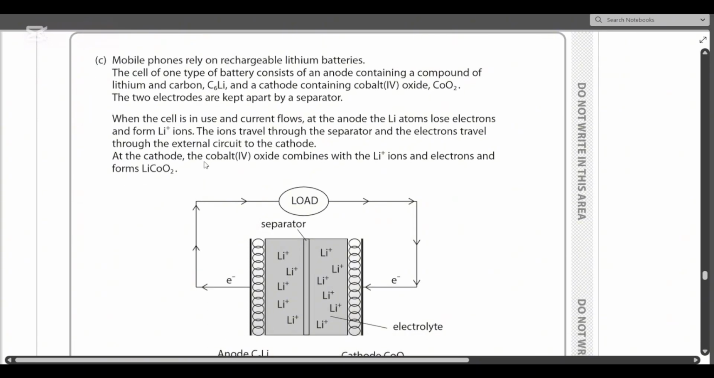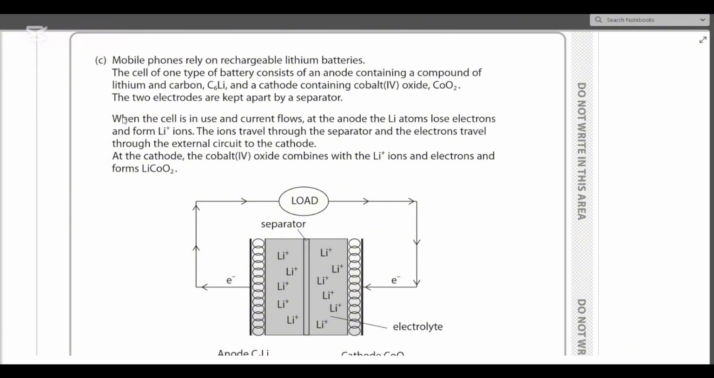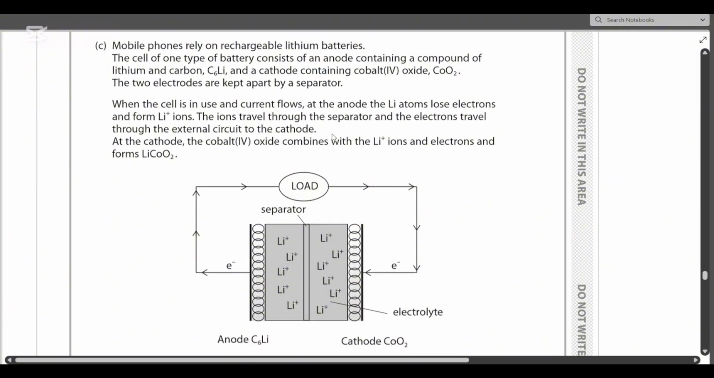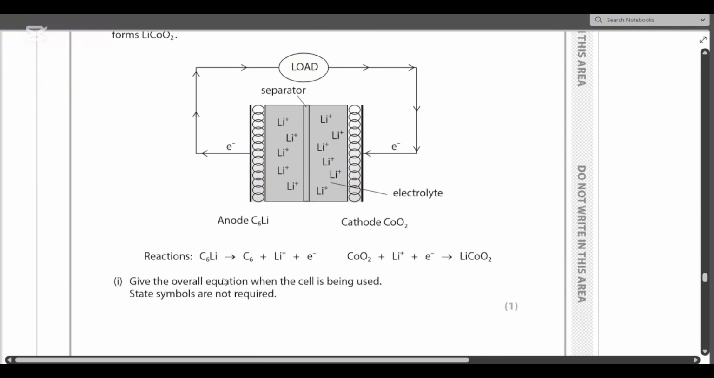Now, the next one is a very nice question. We can see that mobile phones rely on rechargeable lithium batteries. The cell of one type of battery consists of an anode containing a compound of lithium and carbon and a cathode containing cobalt(IV) oxide. The two electrodes are kept apart by a separator. Now, when the cell is in use and the current flows at the anode, the lithium atoms lose electrons and form Li+ ions. The ions travel to the separator, and the electrons travel through the external circuit to the cathode. As you can see, these are the reactions happening in the respective electrodes.